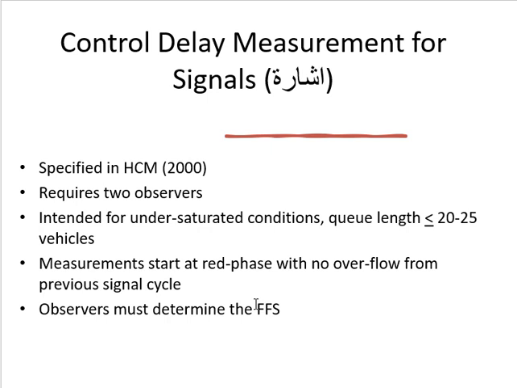Another way of doing a spot speed study is you go behind the intersection to a point where the queue is not yet formed. Okay, so the queue is up to this point and I am 100 meters behind it. So I do this spot speed study at a point where there is no queue.